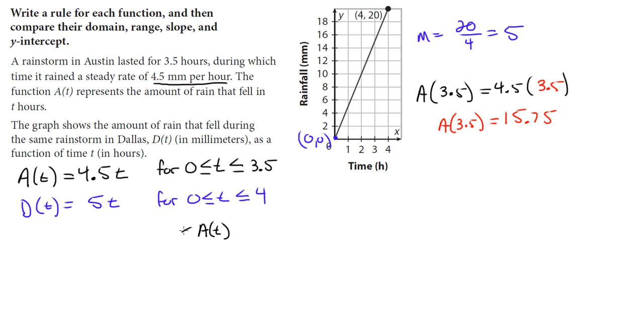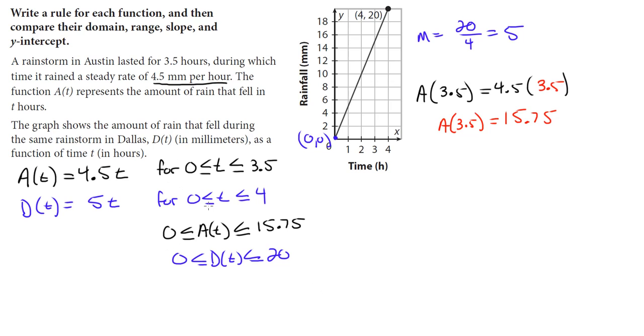So we know that the range for the function for Austin is all real numbers such that a of t is greater than or equal to 0 and less than or equal to 15.75. And for d of t, we can see from the graph all real numbers such that d of t is greater than or equal to 0 and less than or equal to 20.